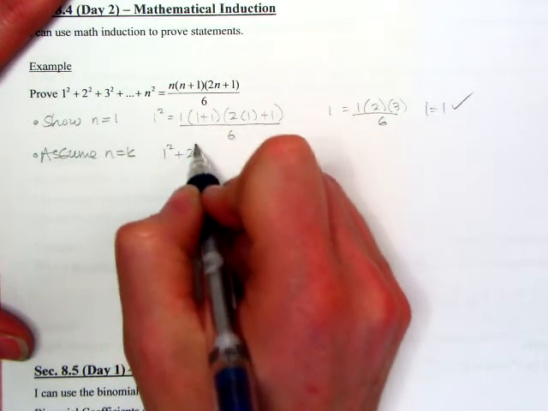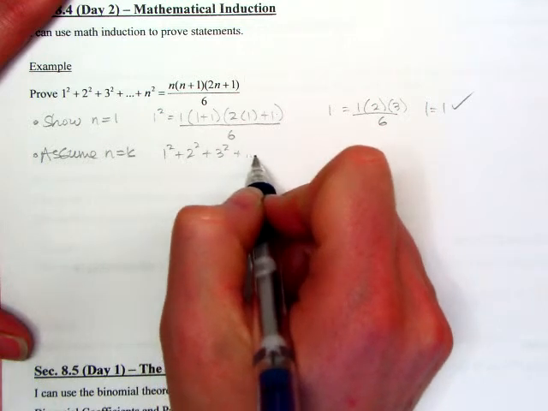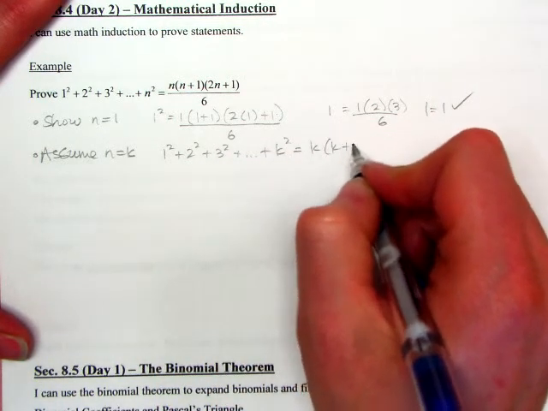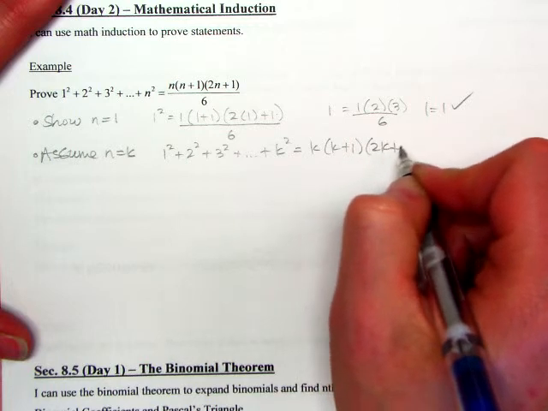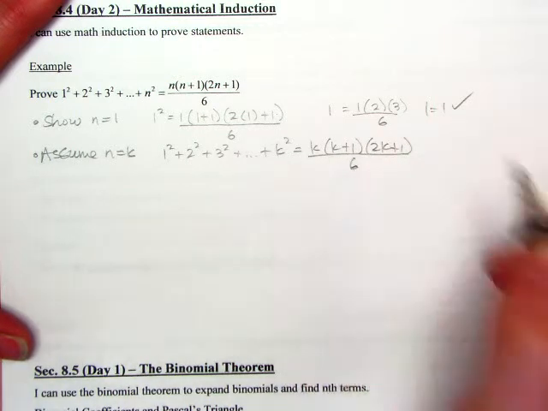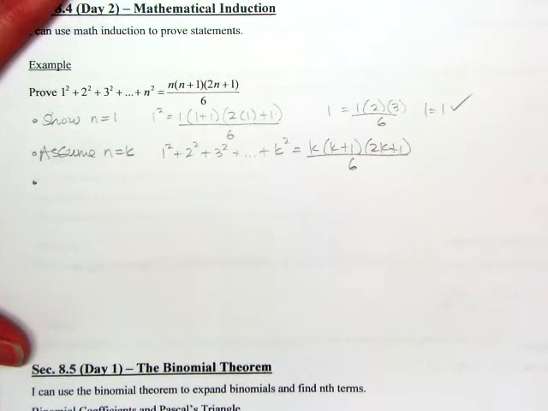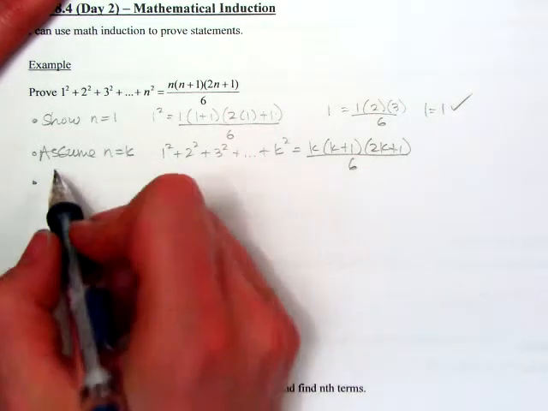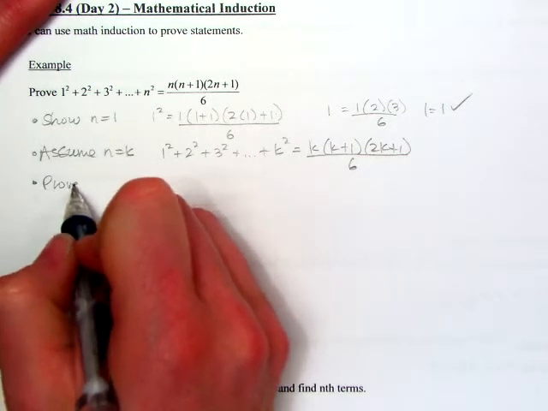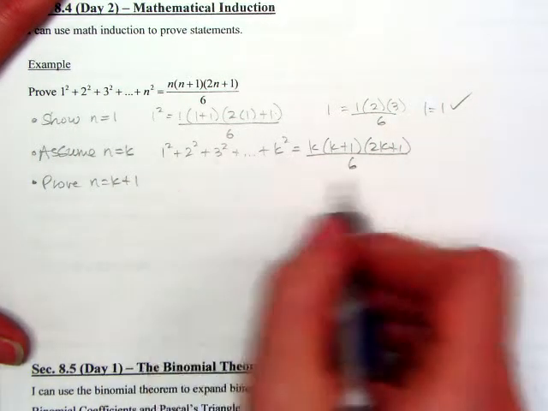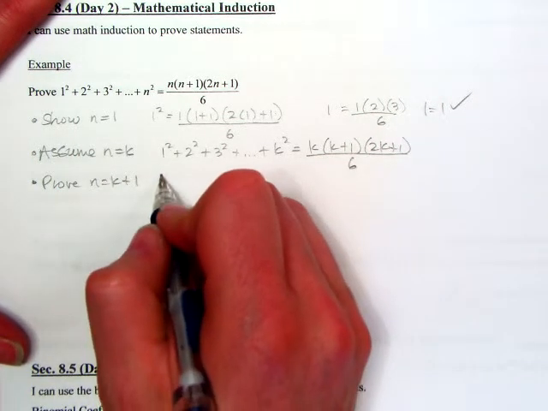So we're going to assume that n equals k is going to work. 1 squared, 2 squared, 3 squared, all the way up to k squared. And everywhere there is an n, I'm just putting in a k. So you should pause the video at each of these steps and see if you can write out what's going to happen next before you hit play. The next one is prove n equals k plus 1.